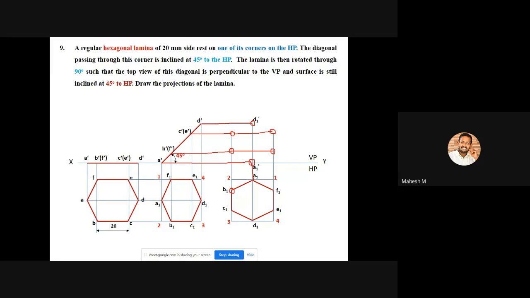So you can connect these points. That means the A2 dash, B2 dash, and B2 dash, C2 dash, and C2 dash, D2 dash, and D2 dash, E2 dash, then E2 dash, F2 dash, and finally you can connect F2 dash and A2 dash. So you will get the required front view like this.